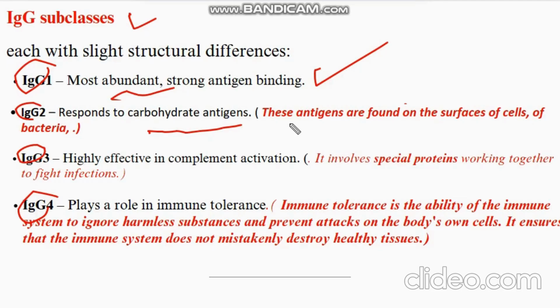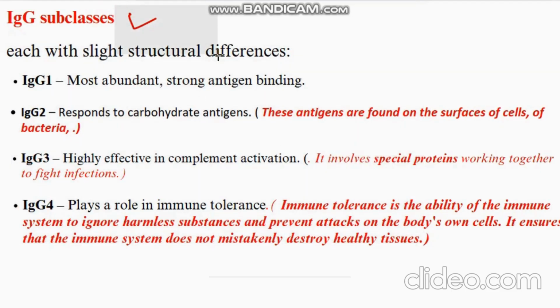Then the next one is IgG3 antibodies. It is highly effective in complement activation. So IgG3 acts mainly by activating the complement system. Complement system means some special proteins are involved, which work together to kill the pathogen.